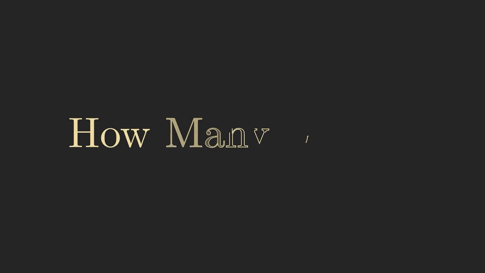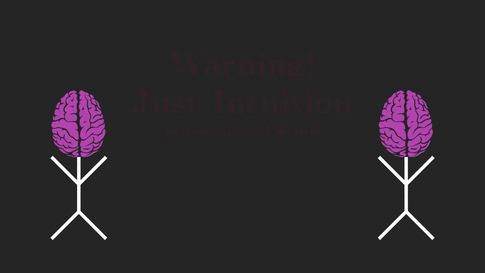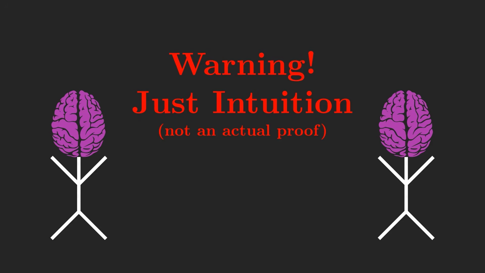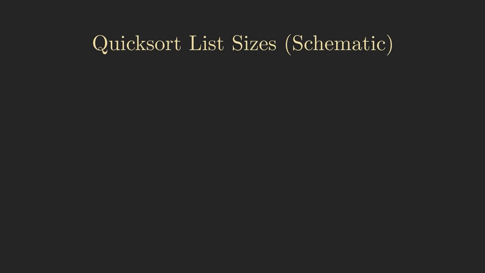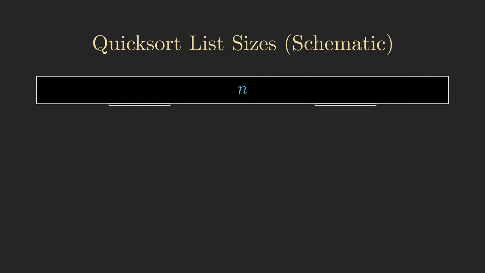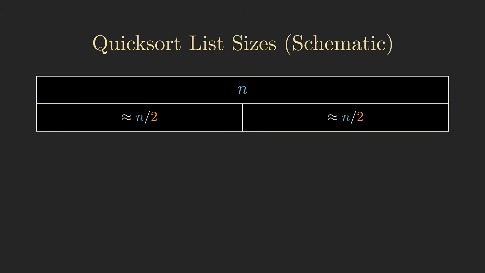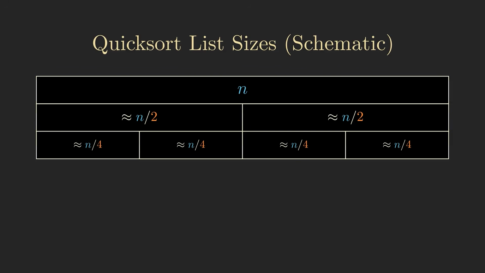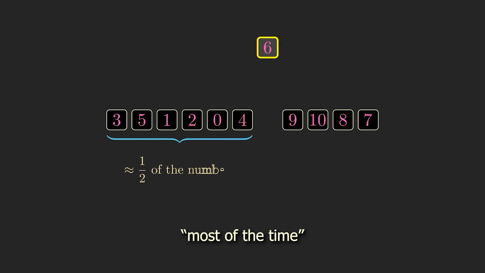Now, how many levels are there? Well, here's where I'm going to make a bit of an imprecise argument for the sake of keeping things less convoluted. The argument is to say that, on average, the sizes of the left and right sublists as you go down will get cut in half at each level, since a randomly chosen pivot will be greater than half of the numbers on average and less than half of the numbers on average.